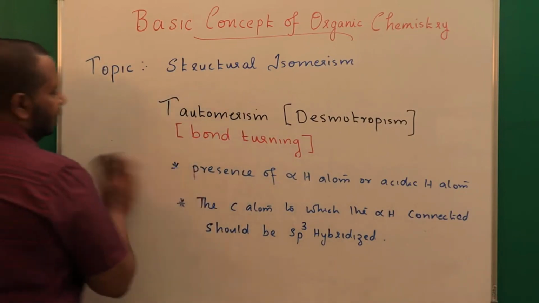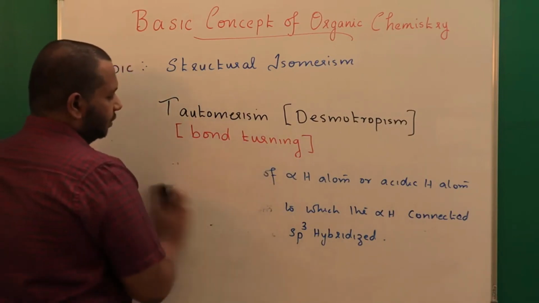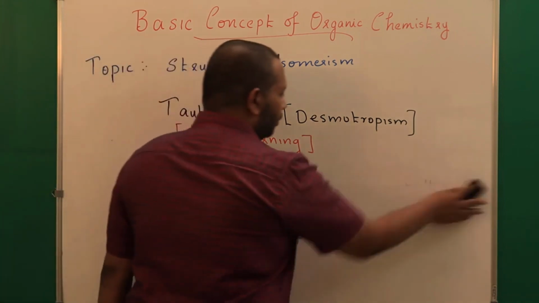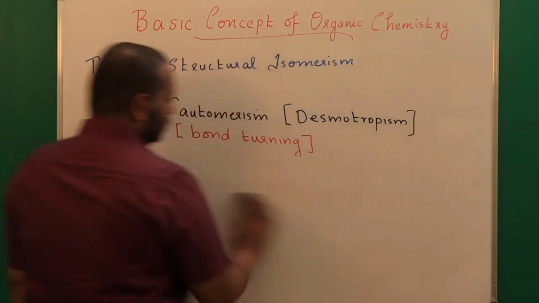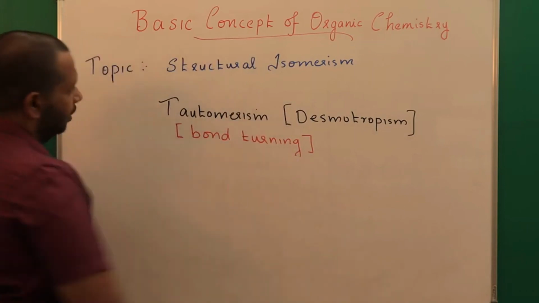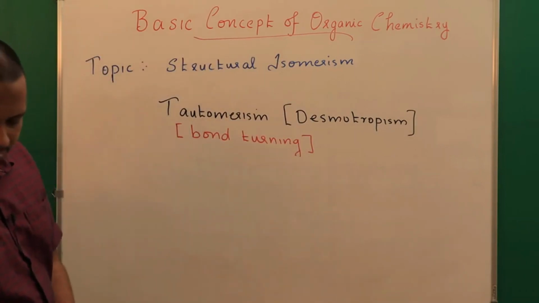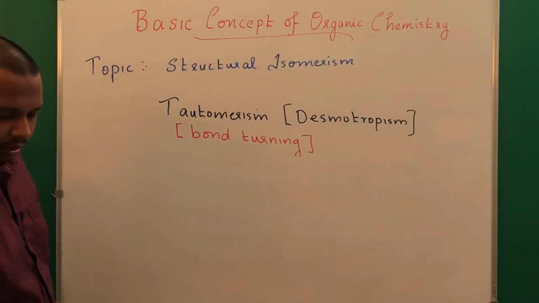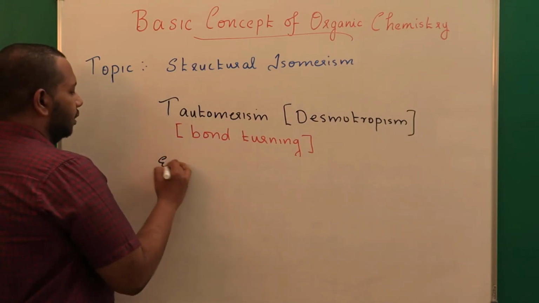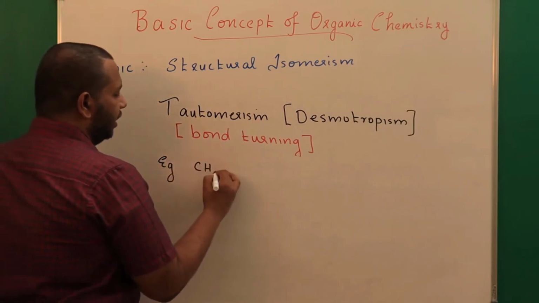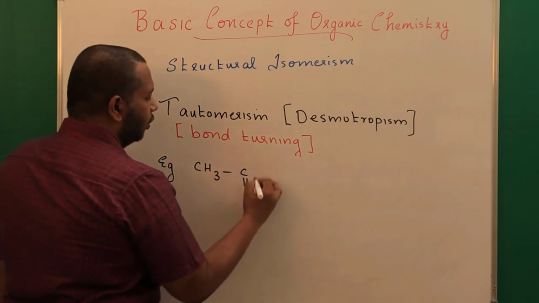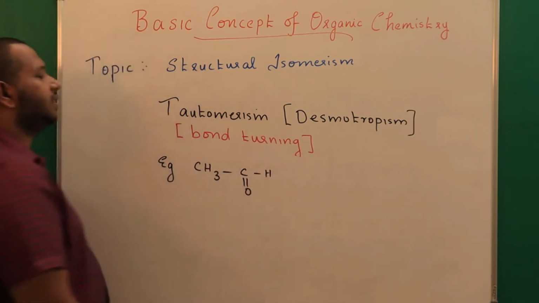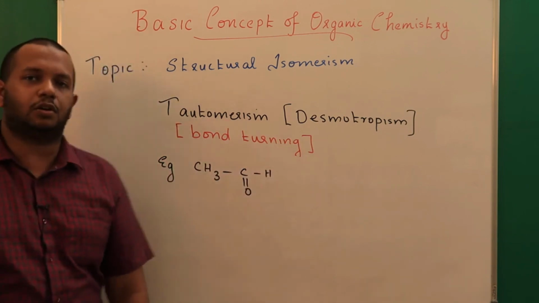Say we will go with example 1. I hope you have noted down all these things, very, very important for exam. So coming to example 1: CH3 C double bond O H. Can you tell me whether this compound will exhibit keto-enol tautomerism?